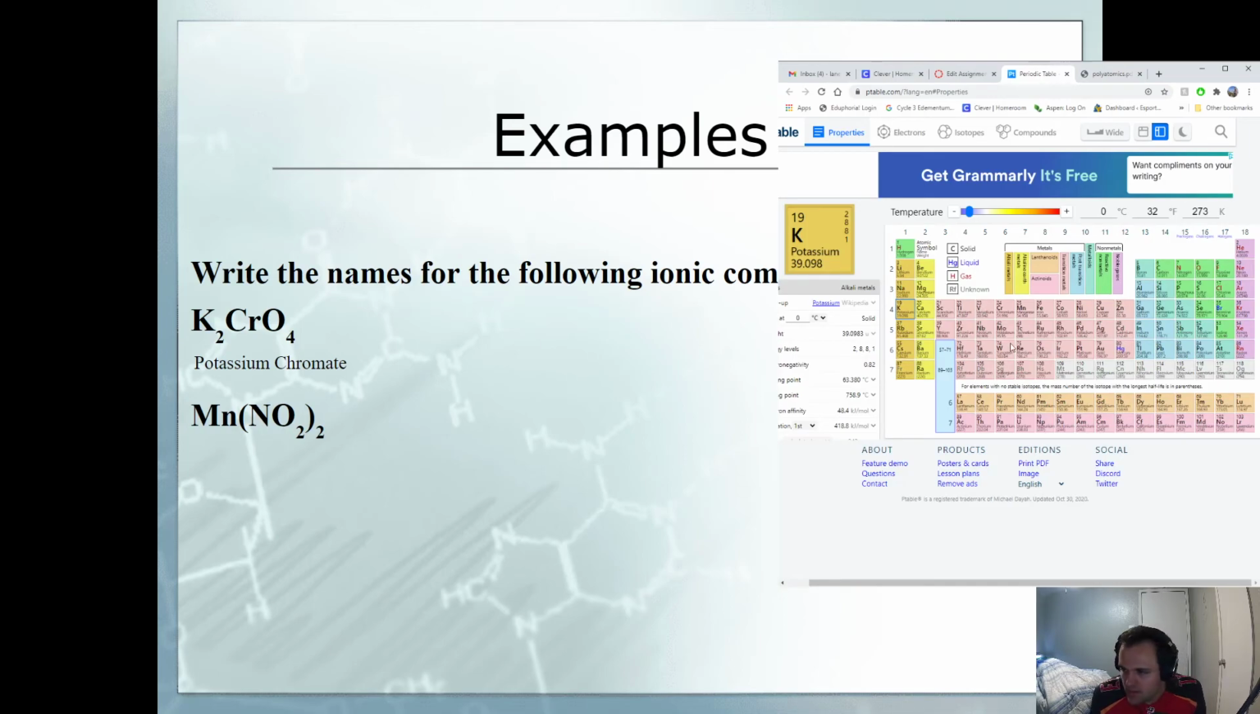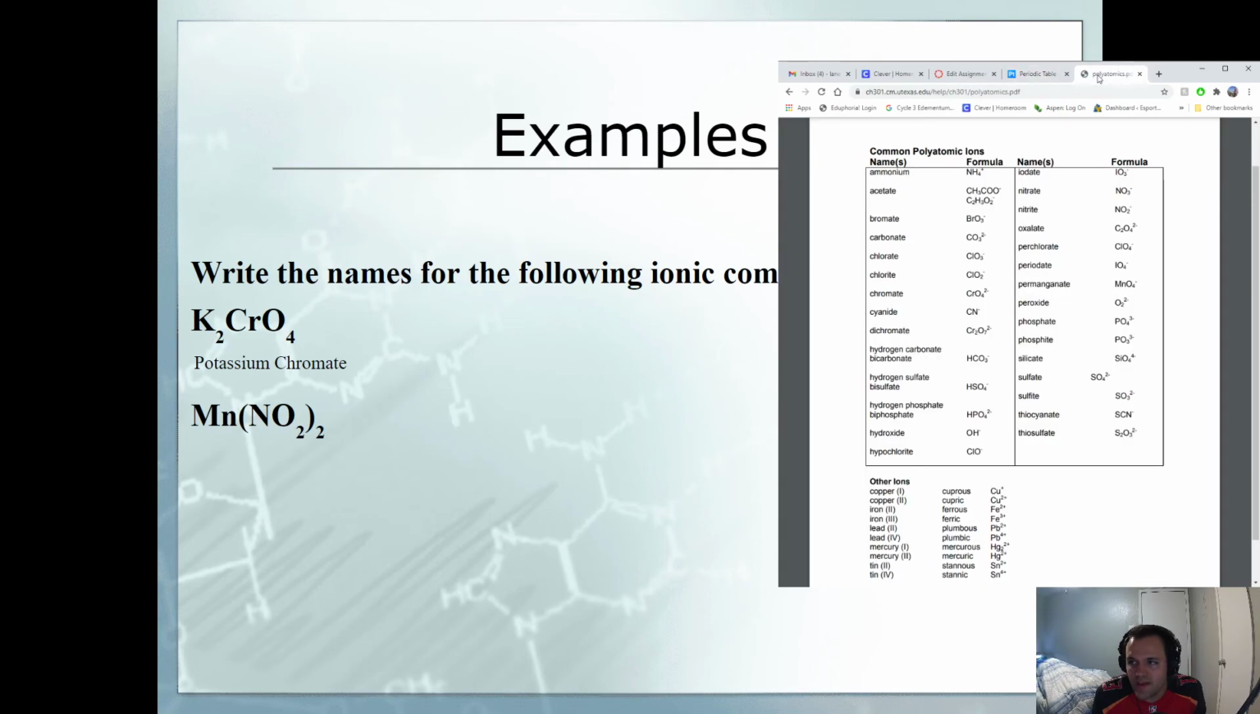Okay, the second one, if we find Mn on the periodic table, it's right here. The name of that is manganese, and this is a transition metal in this middle chunk, so it is going to need the Roman numerals. So we've got to find out what the charge of it will be so we know what the Roman numerals end up being. In order to figure that out, we look at our anion, NO2, and we find NO2 right there, and it's called nitrite, and it has a charge of -1.